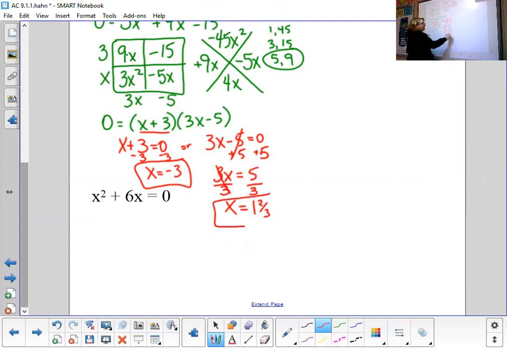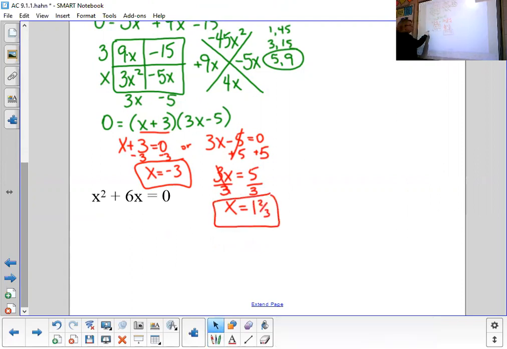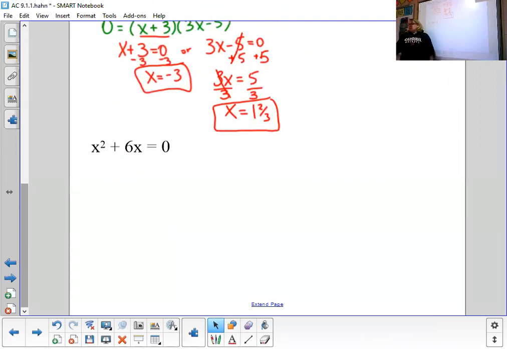1 2/3. Or you could leave it as 5/3. I don't care. I really like improper fractions. I don't care if you put them into a mixed number, or if you give me a decimal, any of them are fine, but I like to just save myself a step and just leave it as 5/3.